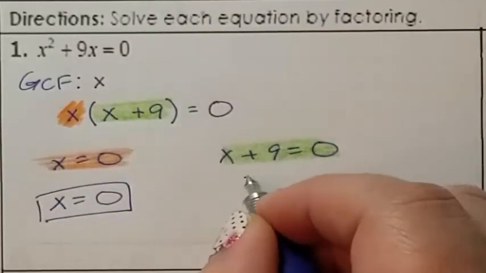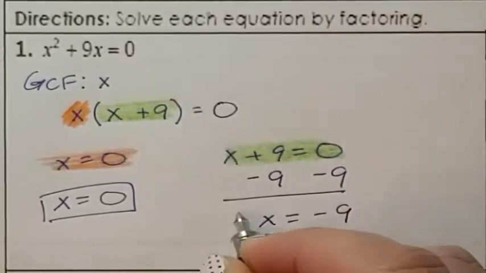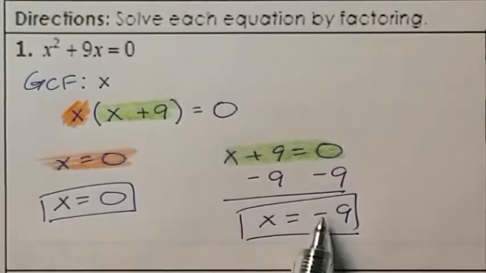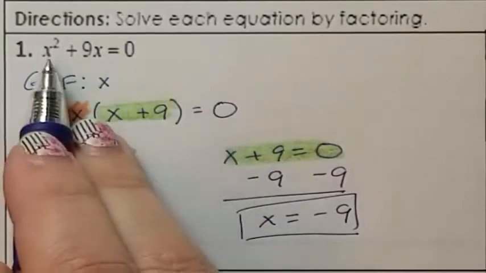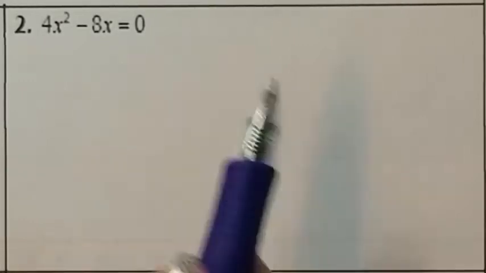Now we need to solve for this. Subtract 9 from each side. We get x to be a negative 9. There are two values that x can be that would make this original problem equal to 0. Problem number 2. You always have to start with the GCF.